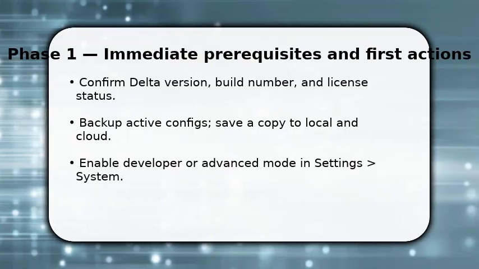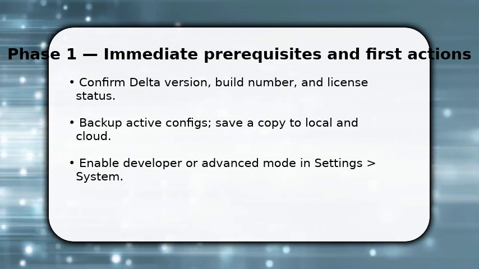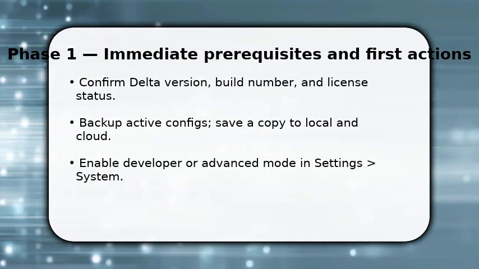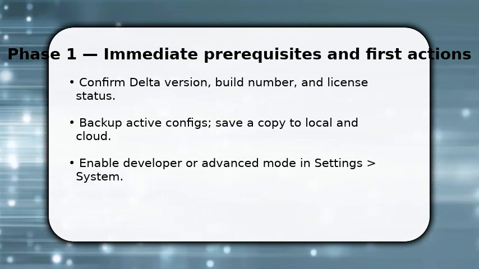You start with essentials. Confirm Delta's exact version and that your license supports automation. Once done, backup current configurations. Save one copy locally and one to cloud storage.